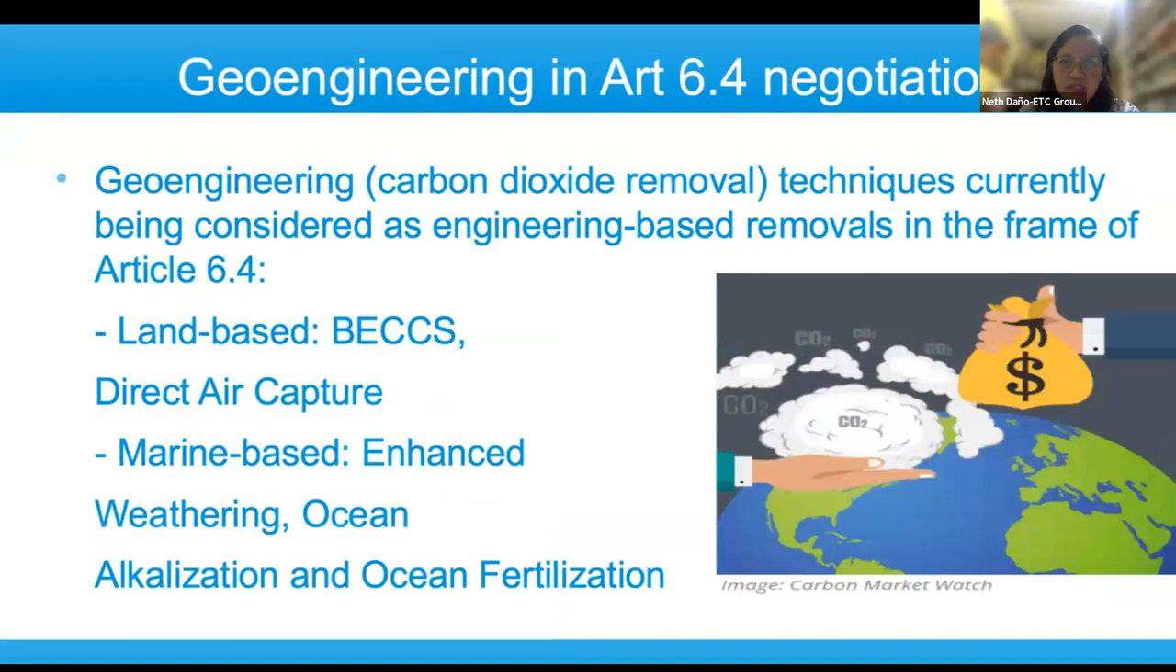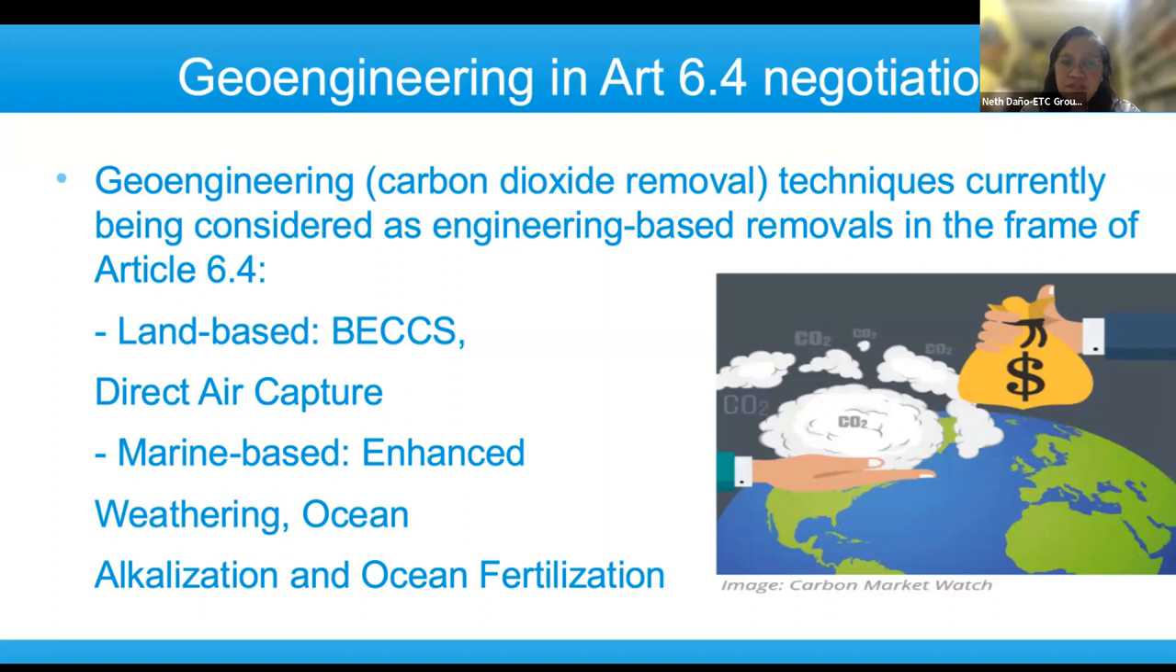So geoengineering, as mentioned by colleagues, has surfaced in the series of discussions that are ongoing by the supervisory body on Article 6.4. Carbon dioxide removal techniques are currently being considered as engineering-based removals. And I think Steve has discussed the evolution of that discussion, whether that's going to be biological-based or whether some other labels will have to be created, because some of these techniques straddle between being biological and engineering-based. Some of the land-based techniques mentioned in the evolution of the discussions in Article 6.4 are BECCS, or bioenergy with carbon capture and storage, and also direct air capture.